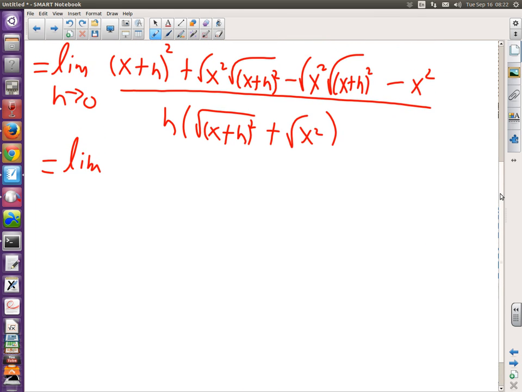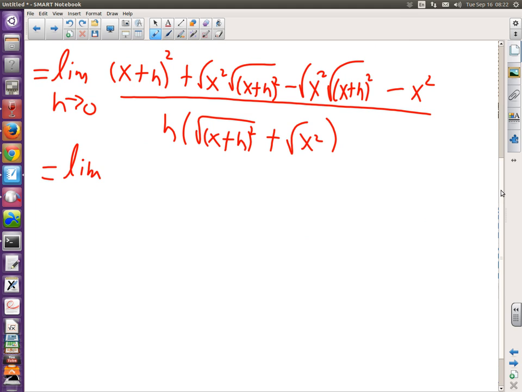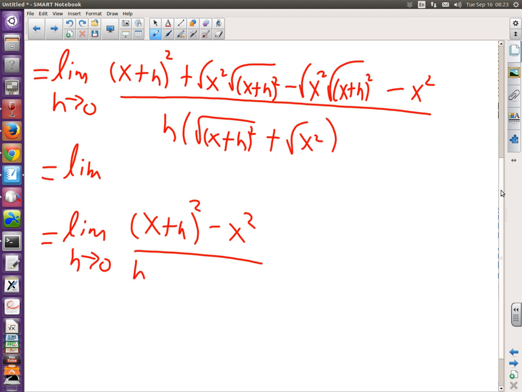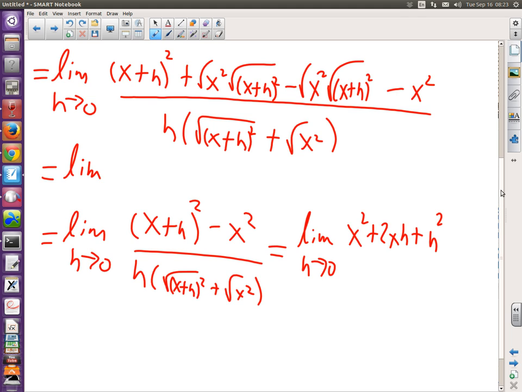So, what cancels in the numerator? You get the limit as h goes to 0 of x plus h squared minus x squared, all over stuff. Hey, we've been here before. All right, so what are you going to do next? You done? FOIL that again, or binomial expansion. In other words, what's x plus h squared? You get x squared plus 2xh plus h squared minus x squared, all over h times stuff.